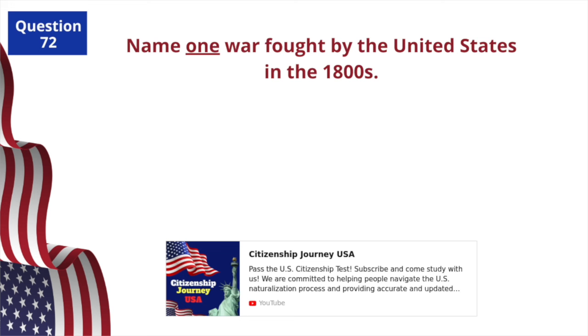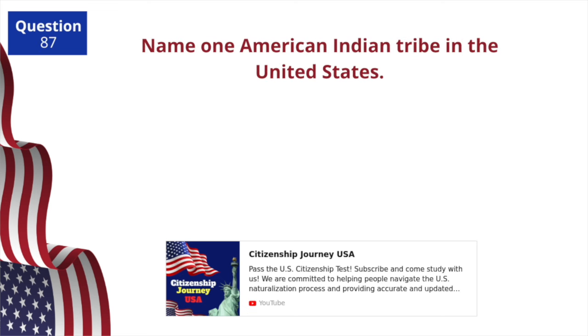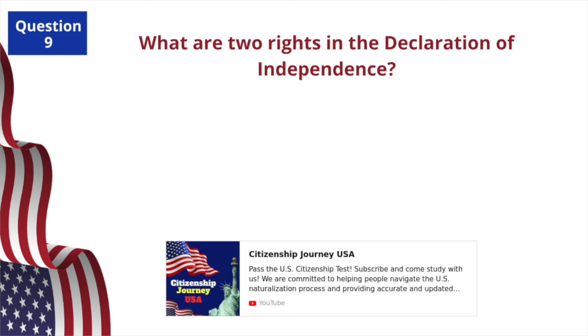Name one war fought by the United States in the 1800s. Civil War. Name one American Indian tribe in the United States. Cherokee. What are two rights in the Declaration of Independence? Life, liberty.